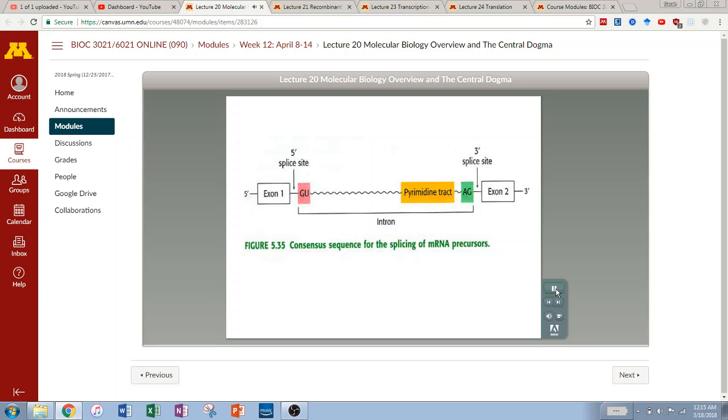Consensus sequences of GU at the 5' end of the intron and AG at the 3' end delineate the points at which splicing occurs. At these sites, the intron is cut out and the ends of the exons are spliced together.